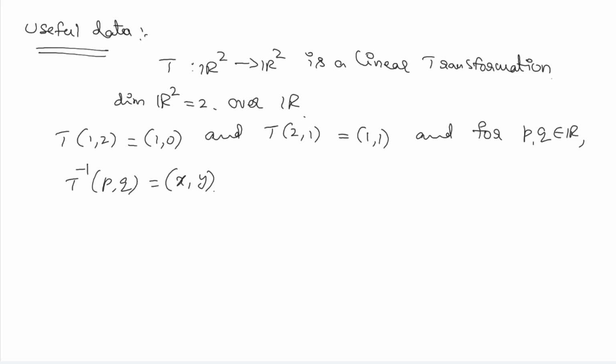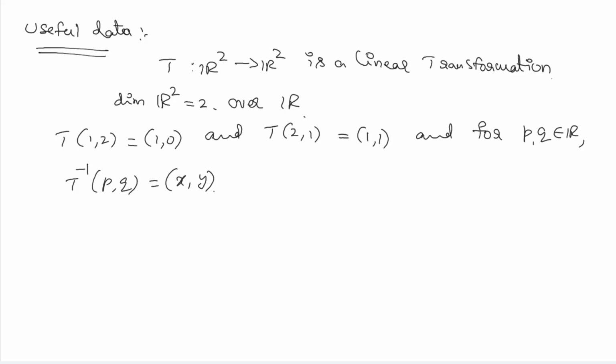One point we can observe here is why only T of (1, 2) and (2, 1) are given. We already know that the dimension of R square equals 2, and the vectors (1, 2) and (2, 1) are linearly independent, just because one is not a scalar multiple of the other.